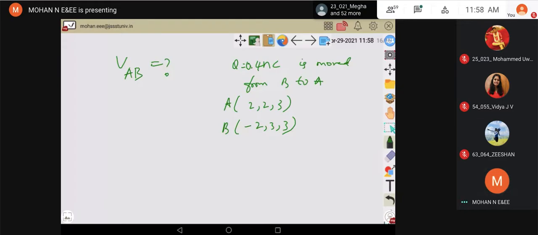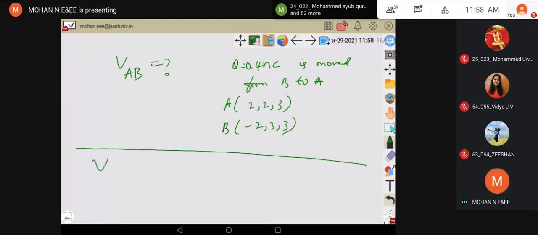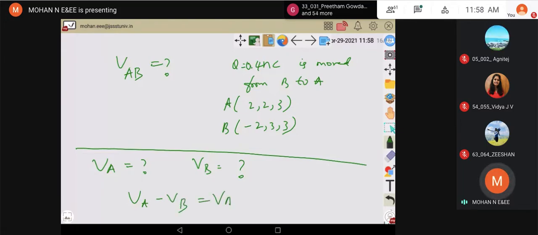Okay. So how to solve this problem? We have already solved for VA now. There is an absolute potential at point A and an absolute potential at point B. So VA minus VB is equal to VAB. This is the answer.